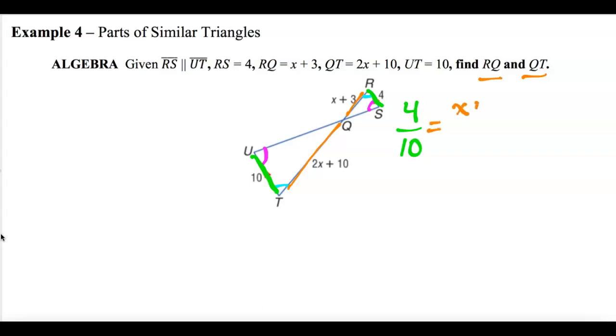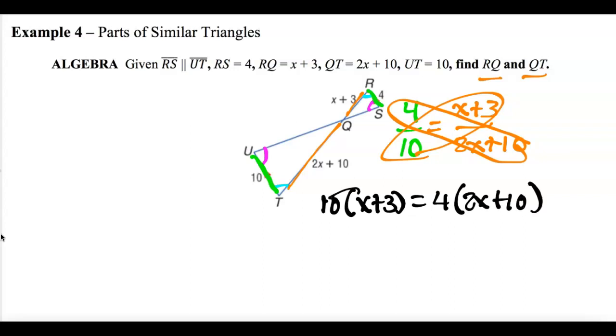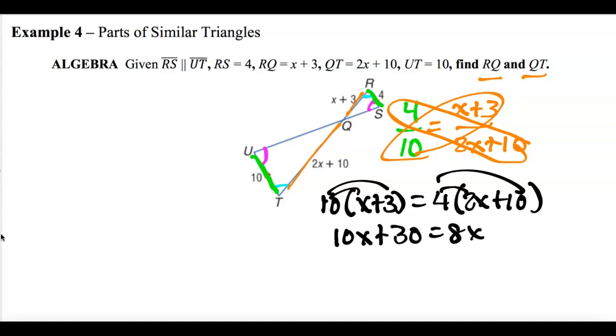So you would start with x plus 3 here, and 2x plus 10, and this is a cross product problem, so we would cross multiply. We get 10 parentheses x plus 3 is equal to 4 parentheses 2x plus 10. Distribute here, we get 10x plus 30 is equal to 8x plus 40. I'm going to go ahead and subtract 8x from both sides, so I get 2x over here, and I'm going to subtract 30, so I'm going to get 10 over here, so x itself is equal to 5.